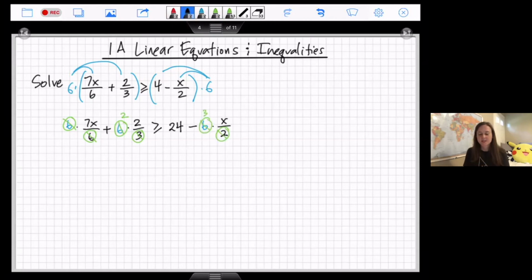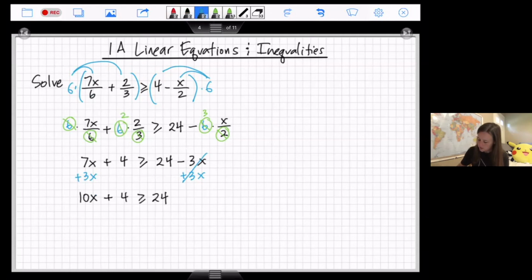Then we just have to see what's left. In my first term, the 6 is canceled, so I just have 7x. Then I've got 2 times 2, which is 4. 24 was already done, and then minus 3x. So we didn't even need any parentheses. Now we want to move all of our x's to one side. You might want to focus on keeping that coefficient positive so you don't end up dividing by a negative number. If you want to do that, we would add 3x to both sides rather than subtracting 7x from both sides. And that leaves me with a positive x term.